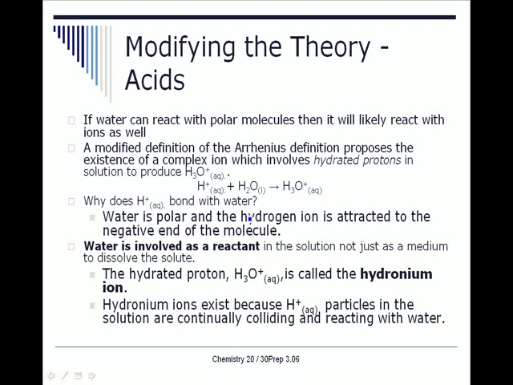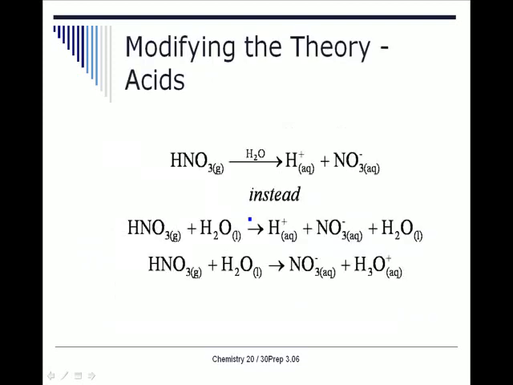Before this point, when we dissolved acids or bases in water, we put the water over top of the arrow, made it a dissociation reaction. So one major thing that's changed is now actually water becomes a reactant in our reactions. So the hydrated proton is called a hydronium ion, and the hydronium ion exists because those H+ particles in the solution are continually colliding and reacting with water molecules. And so here's how our definition changes.